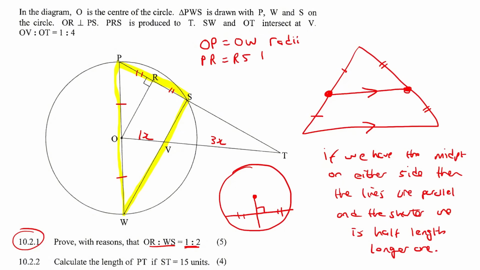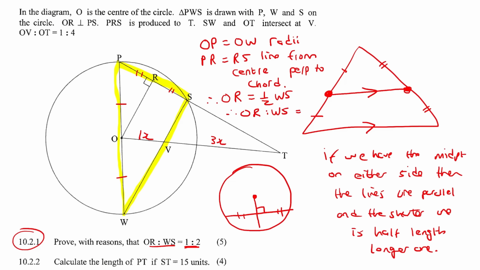Yeah, let's write properly. Line, center. Now don't say to the midpoint. We don't have the midpoint. We have perpendicular. So we say line from center, perpendicular. And so we now can see that we've got this exact scenario happening. So then we can say, therefore, OR must be a half WS. So therefore, OR to WS must be 1 to 2. And we must give a reason for that, sorry.